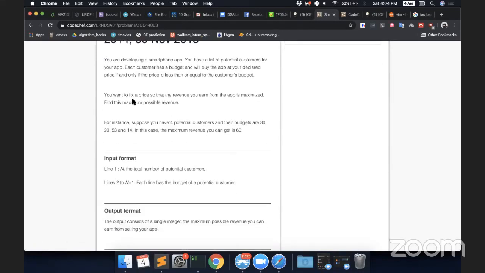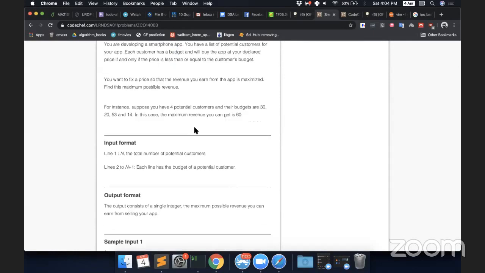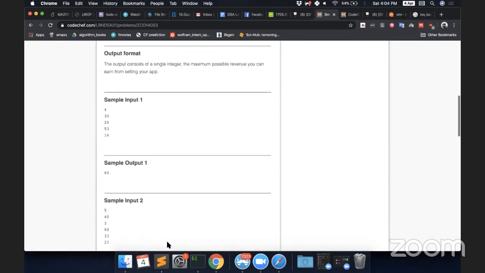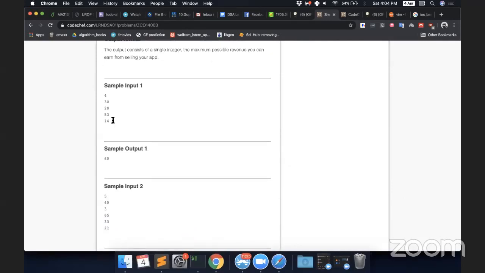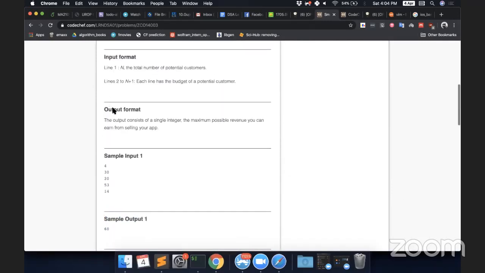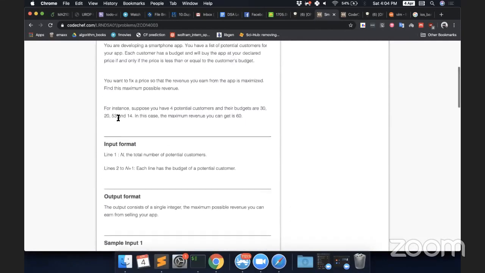So you're given a smartphone app, you have a list of potential customers, and so on. Each customer has a budget and he'll only buy the app if the app is less than or equal to his budget. You want to fix the price of the app such that you get maximum revenue, right? Fixing the price very low is not optimal because even though a lot of people will buy it, let's say you fix the price of the app as 1, then everyone will buy it, correct? But you'll only make 1 profit from each guy. Similarly, setting the price to be maximum, let's say 100, only a few people will buy it, so that's also not optimal. So you want some good value in between, right?